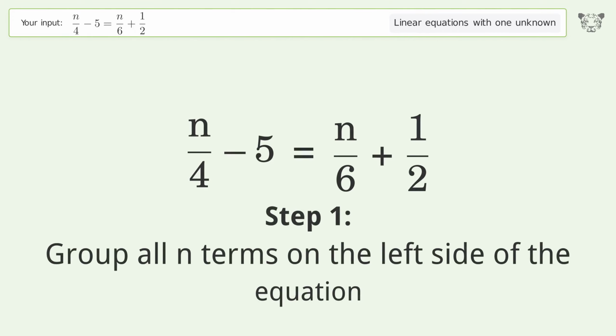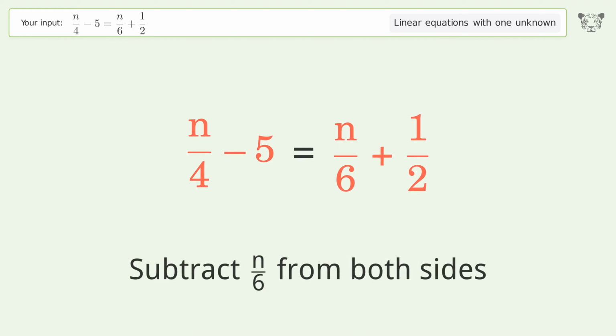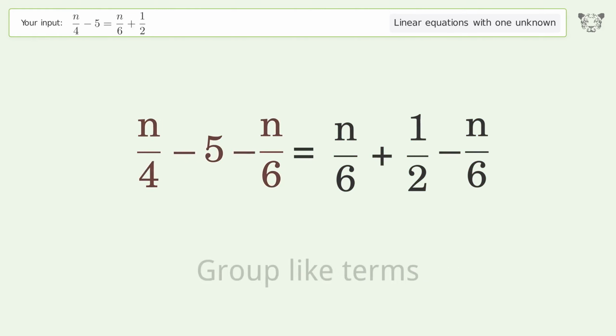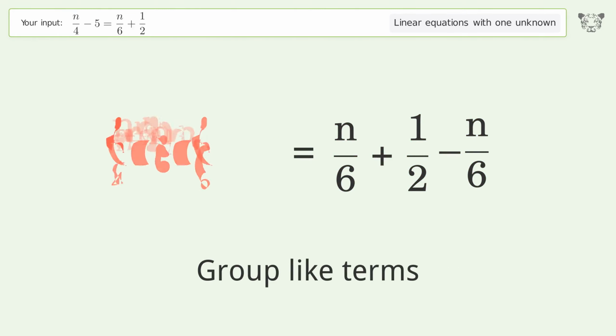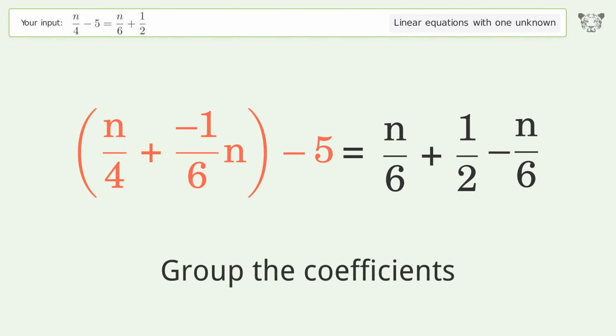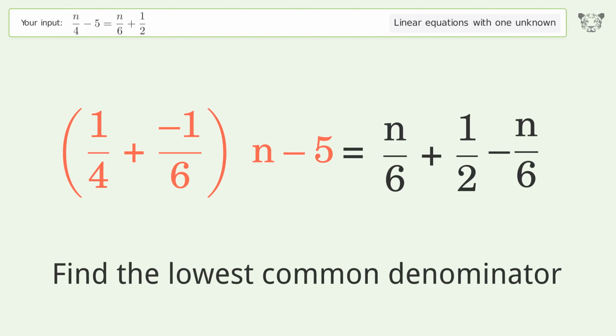Group all n terms on the left side of the equation. Subtract n over 6 from both sides. Group like terms. Group the coefficients. Find the lowest common denominator.